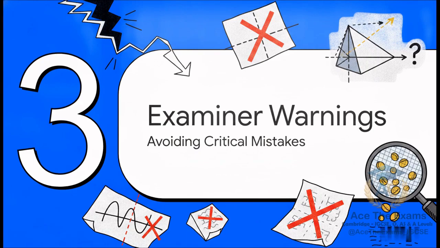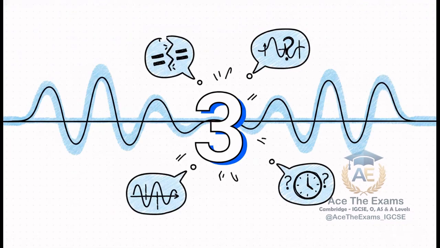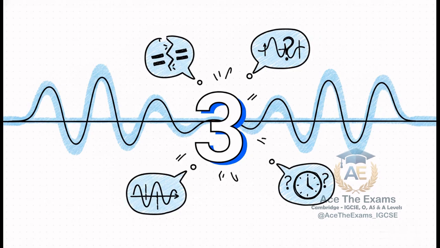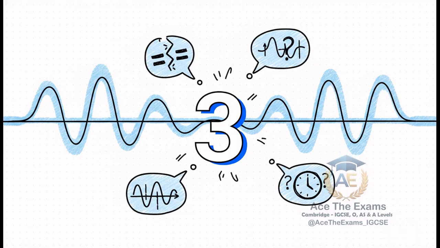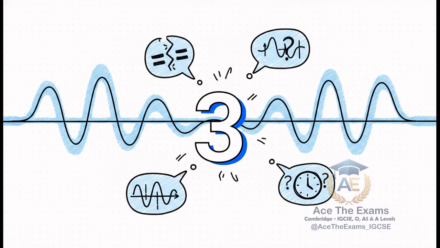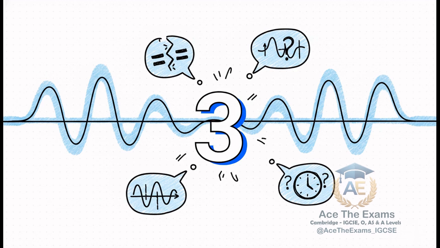We are moving into Section 3, Examiner Warnings. This is all about avoiding those critical grade-dropping mistakes. What I'm about to share is directly sourced from the official Cambridge Principal Examiner reports. According to these reports, there are exactly 3 devastating mistakes that cause students to completely hemorrhage easy marks on wave equation questions year after year.